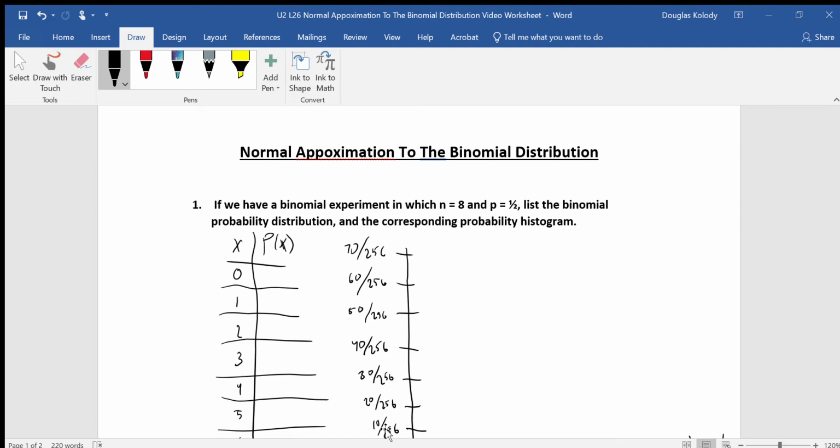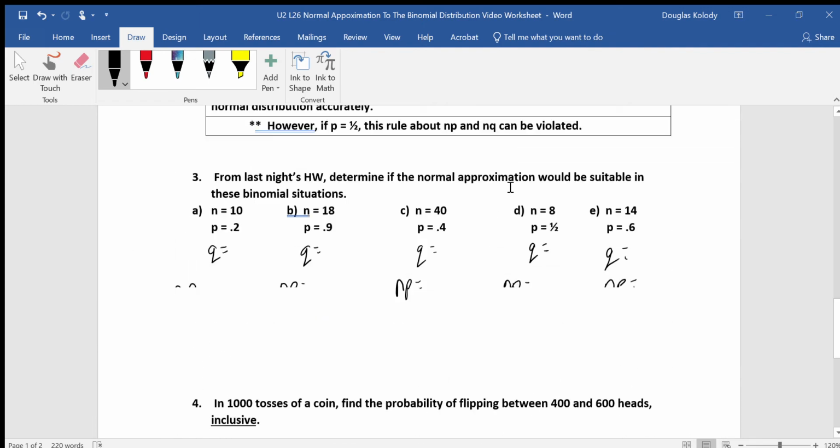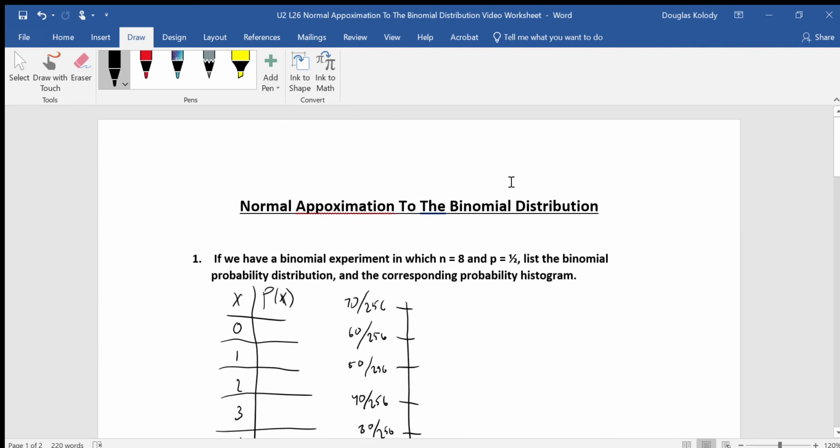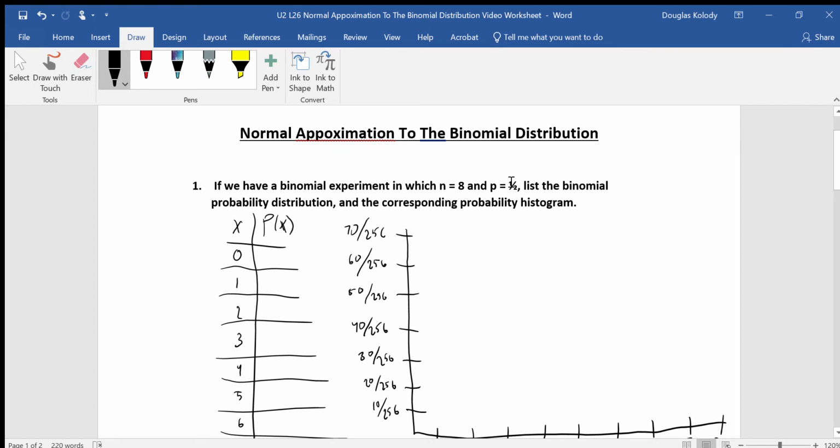Yes, I'm going to say it right here. Every single question on this entire worksheet is a binomial distribution question. However, we're going to be answering some of these questions with a normal distribution, with a normal curve.